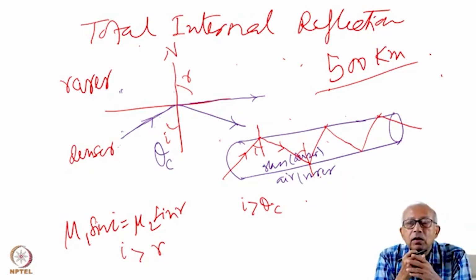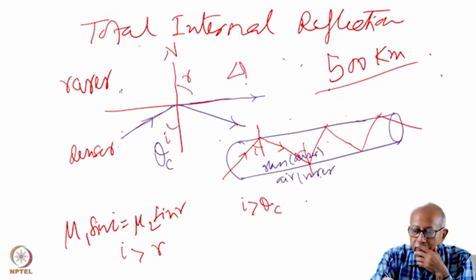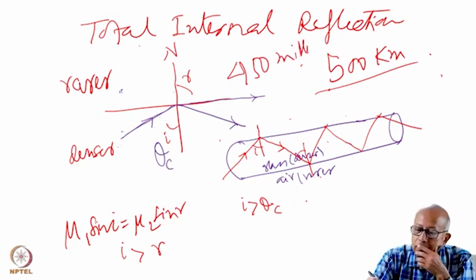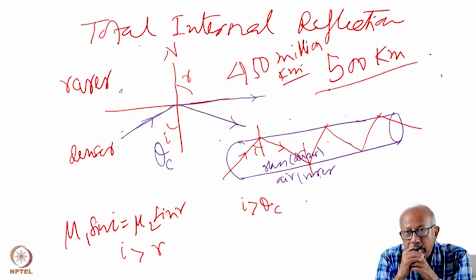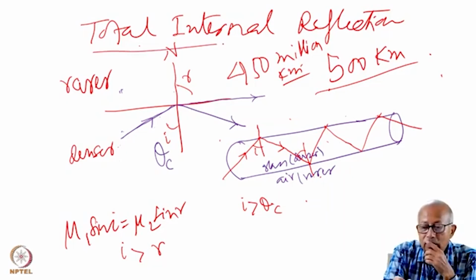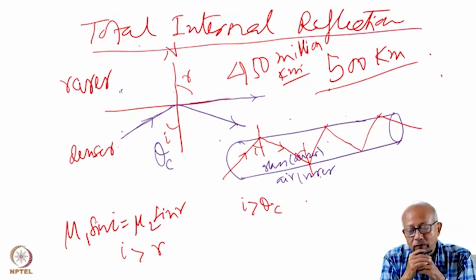And perhaps you don't know that today the total length of optical fiber that has been laid under the ground, under the sea, under the ocean, is, if I remember correctly, 450 million kilometers, which is, I think, more than 3 times the distance between Earth and Sun. So you see the power of total internal reflection.